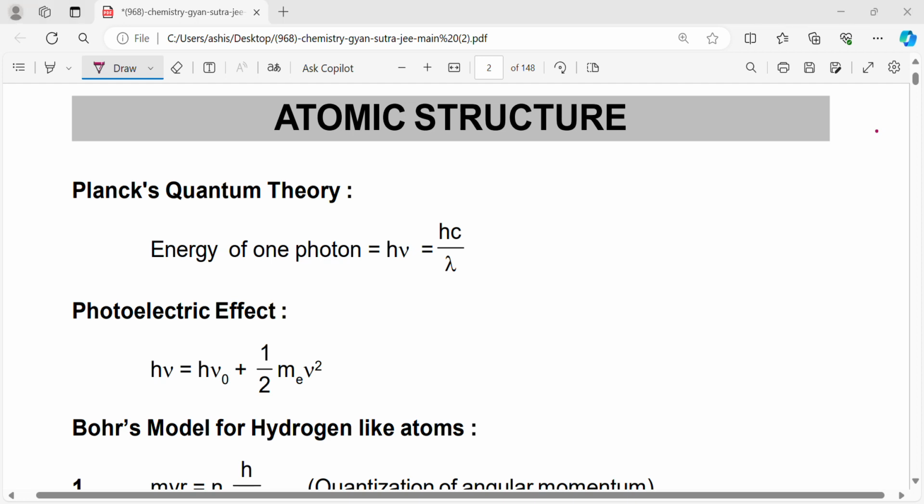Hello guys, let's start the revision of physical chemistry formulas and short formulas that we are revising in this class. So the first chapter is atomic structure.